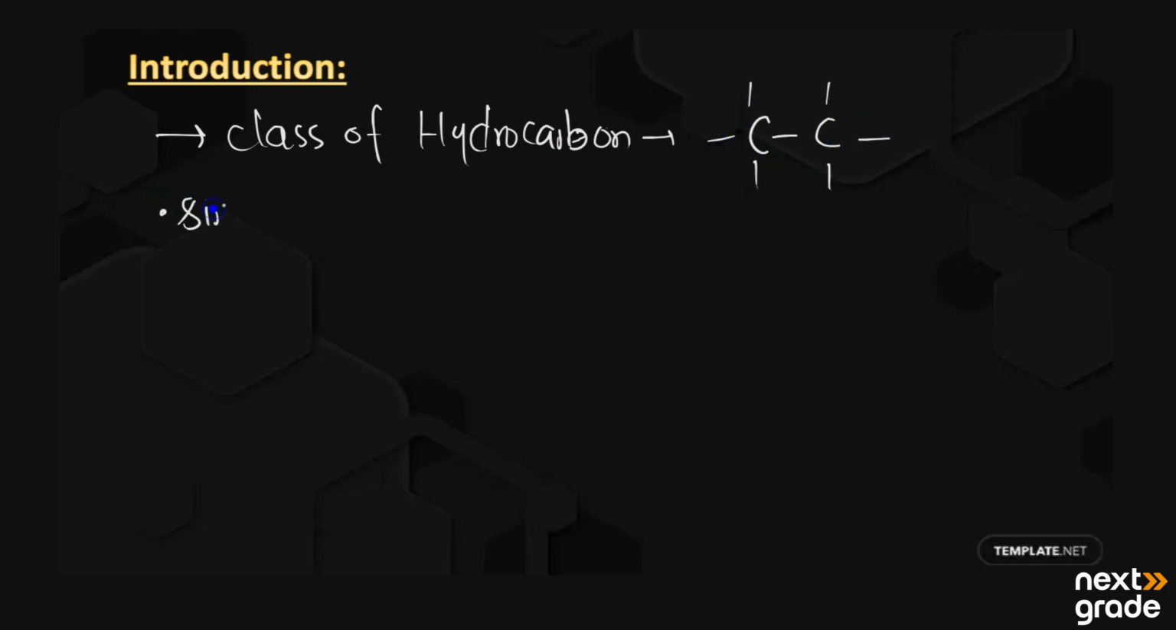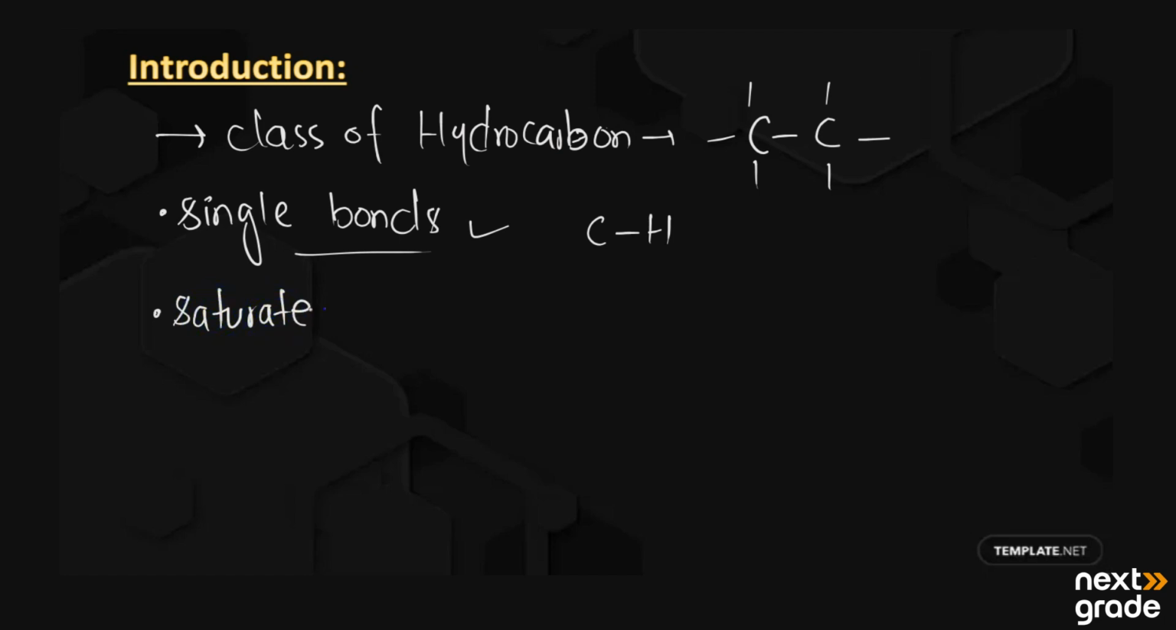The first property of alkanes is that they have single bonds between carbon atoms, and between carbon and hydrogen atoms. All the bonds are single. This is the main property of the alkanes. They are also known as saturated hydrocarbons. Saturated hydrocarbons means they have single bonds between the carbon atoms.